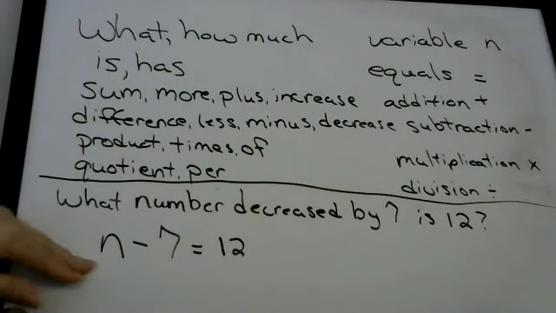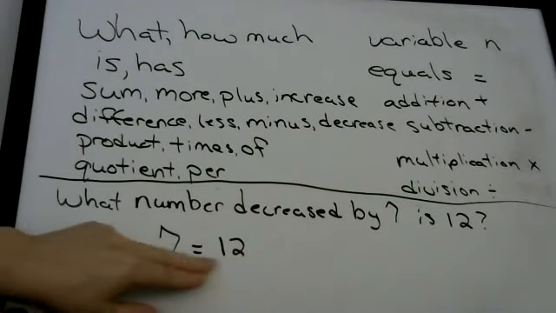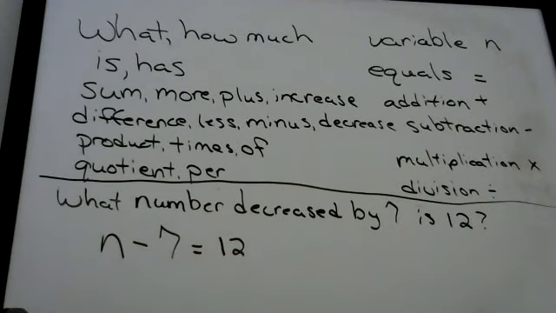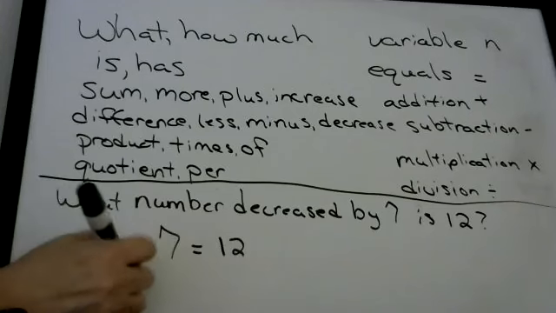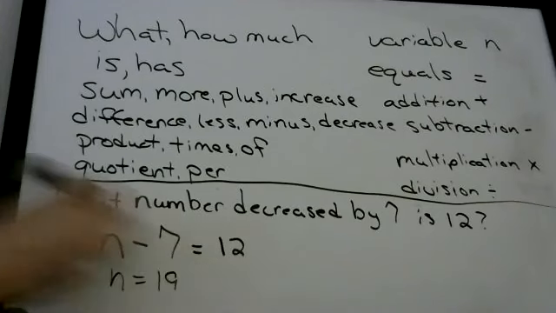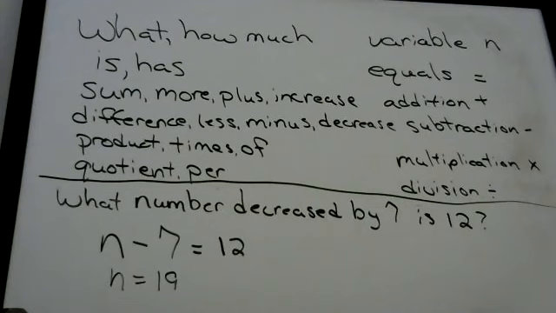What number decreased by 7 is 12 equals 12. And so in the next part 2 video, I will show you how to actually solve this mathematically. But for now, let's just try and think about it logically. What number, if we take away 7, is going to give you 12? Well, the answer is going to be 19, because 19 minus 7 equals 12.